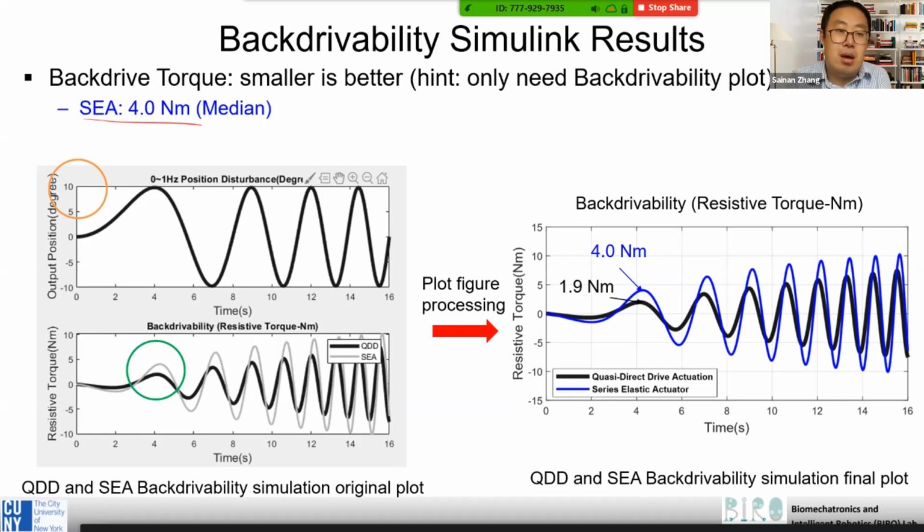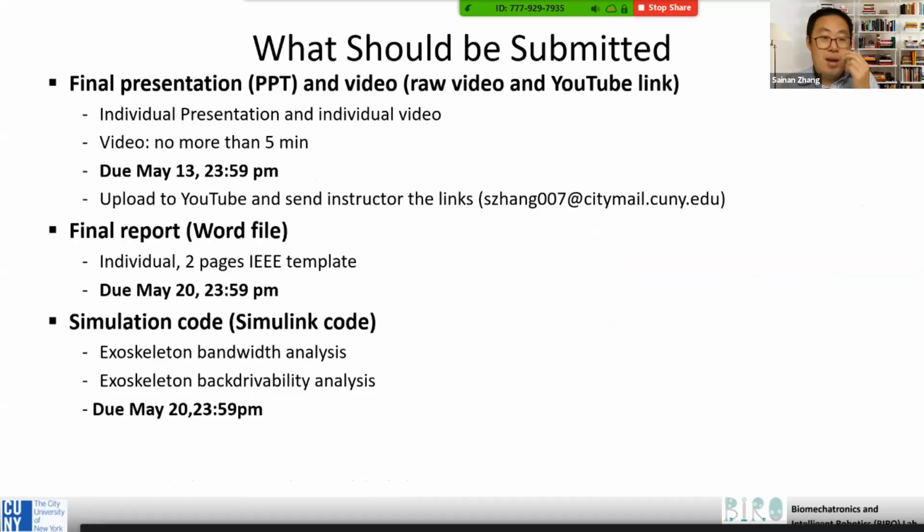So this kind of difference, yeah. And in terms of assignment, what you will submit, yeah. So basically, we have 2 deadlines. The first is May 13th. The second is May 20th.